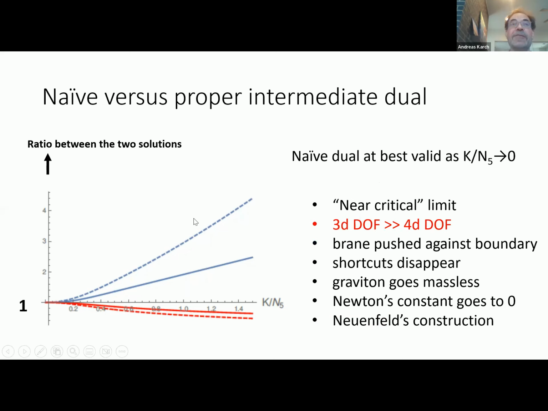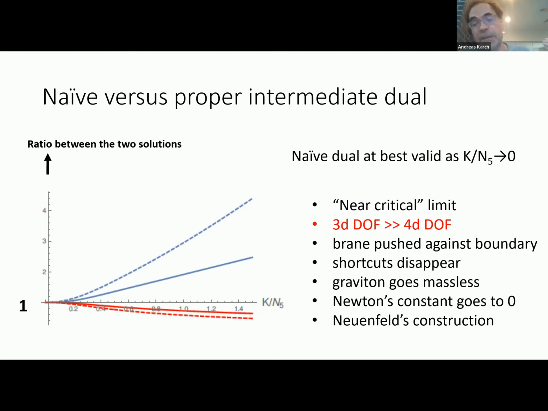What is this interesting region? So k over N5, if you translate this back to bottom-up language, this is exactly the near critical limit. This is the limit where, in the corresponding bottom-up model, the brane gets pushed against the boundary. Now from the top-down point of view, we can also give this a different name. That's basically a limit in which the number of 3D degrees of freedom is much larger than the number of 4D degrees of freedom. Both independently have to be large to have any hope of a holographic description. But you can go to this limit where the 3D degrees of freedom are much bigger than the 4D degrees of freedom. In that limit, the brane gets pushed against the boundary, but this is also the limit in which there were never any problems to begin with, right? That's where the shortcuts disappear, the graviton goes massless, Newton's constant goes to zero.